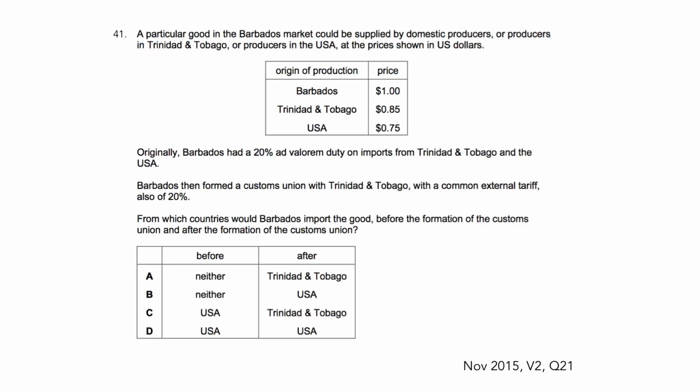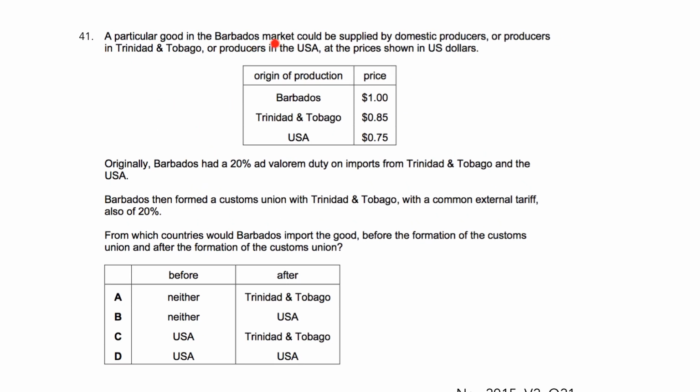This one, guys, this says there's a particular good in Barbados market, so could be supplied by domestic producers for $1, by Trinidad for 0.85, or by USA for 0.75. Okay, now Barbados had the 20% duty on imports from Trinidad and the US. So I'm going to put a 20% duty now. I'm going to multiply this by 1.2. Right? 1.2 means add 20% more. So that would mean 0.85 times 1.2 is, anyone with calculator? It is 1.02, shabash.